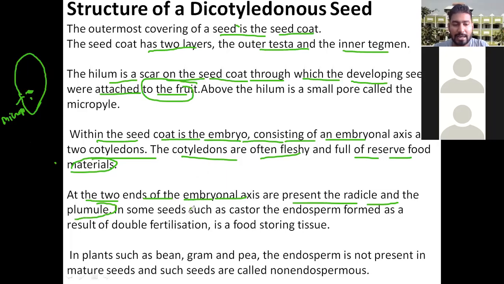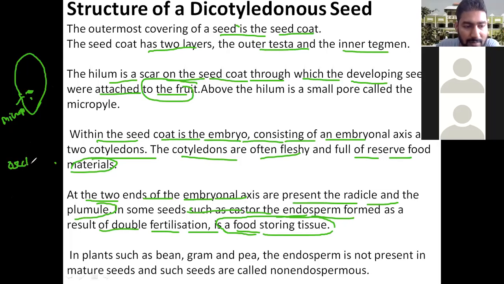In some seeds such as castor, endosperm is formed as a result of double fertilization. It is a food storing tissue. Castor is the exception, just as orchid is the exception in monocots. Dicot seeds are generally non-endospermous, but castor is an endospermous seed. So in some seeds such as castor, endosperm is formed as a result of double fertilization, and it is the food storing tissue.